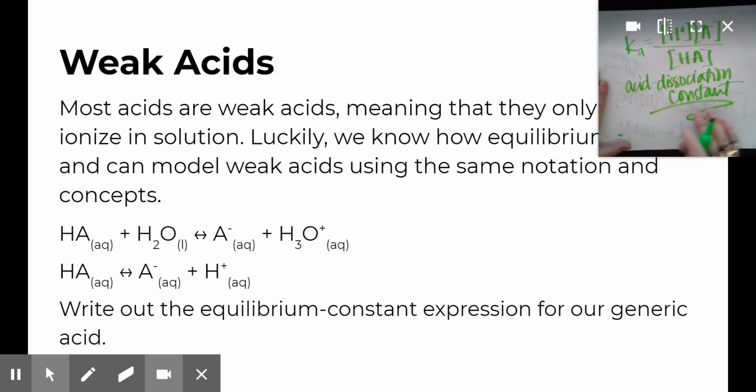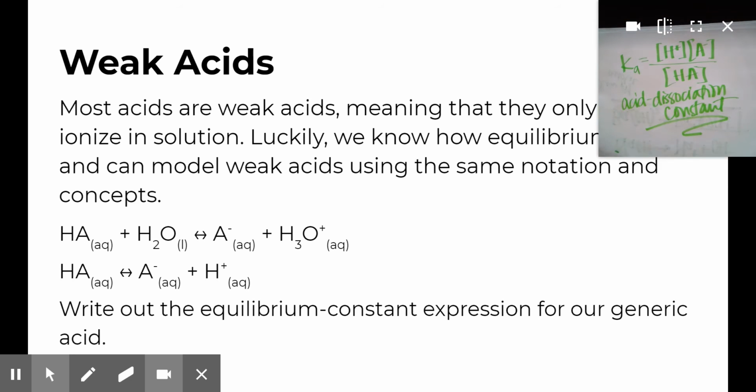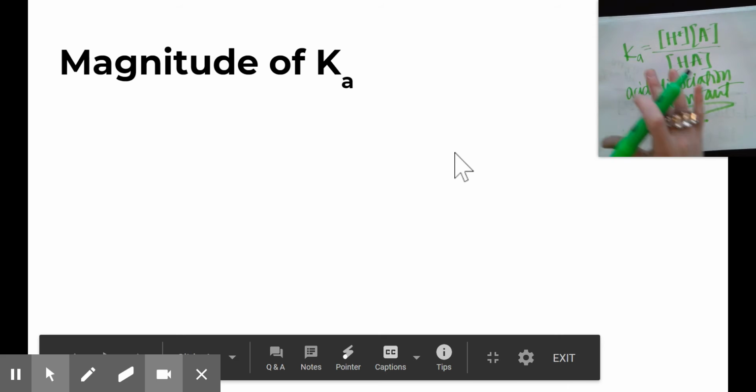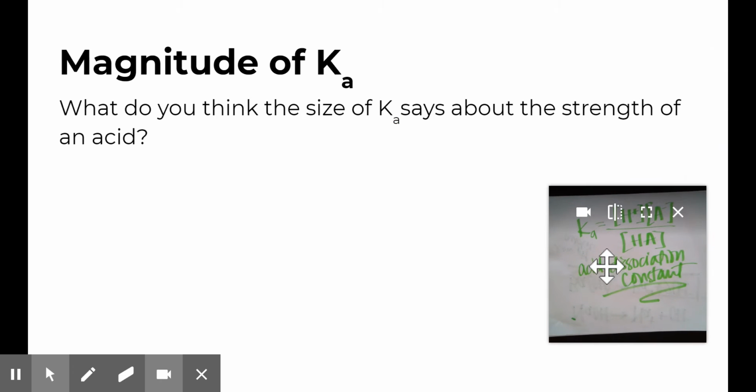Okay, so this special Ka works for any acid. Okay, so you're going to see where it casts off that proton. Hope you did well on that. What does the magnitude of Ka mean? So take a second. Let's think about this. What does a large K mean for the strength of an acid?